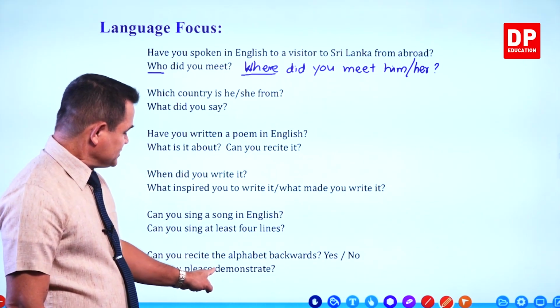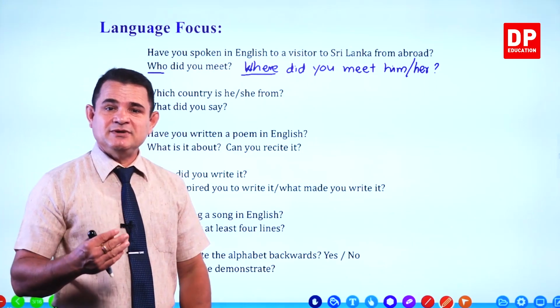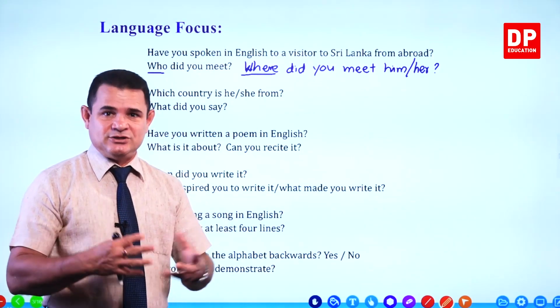Can you please demonstrate? Demonstrate means you have to show it. You have to tell and show.